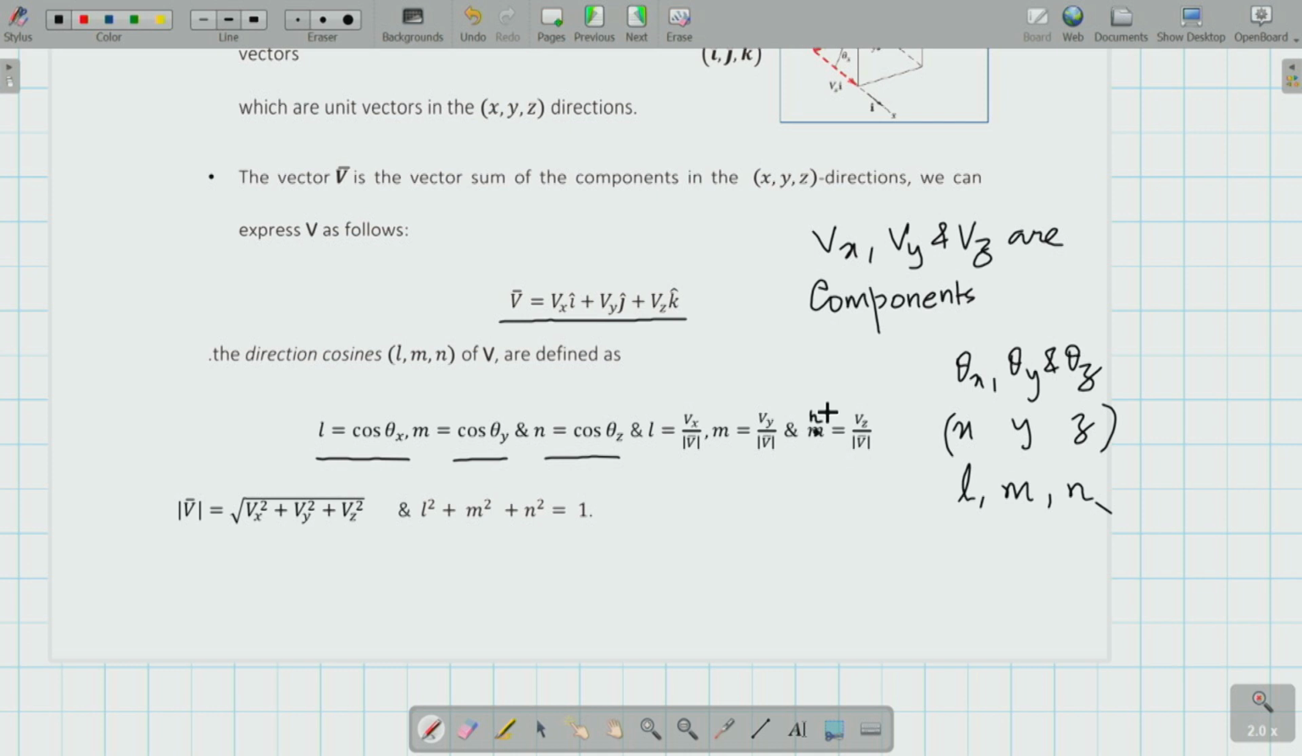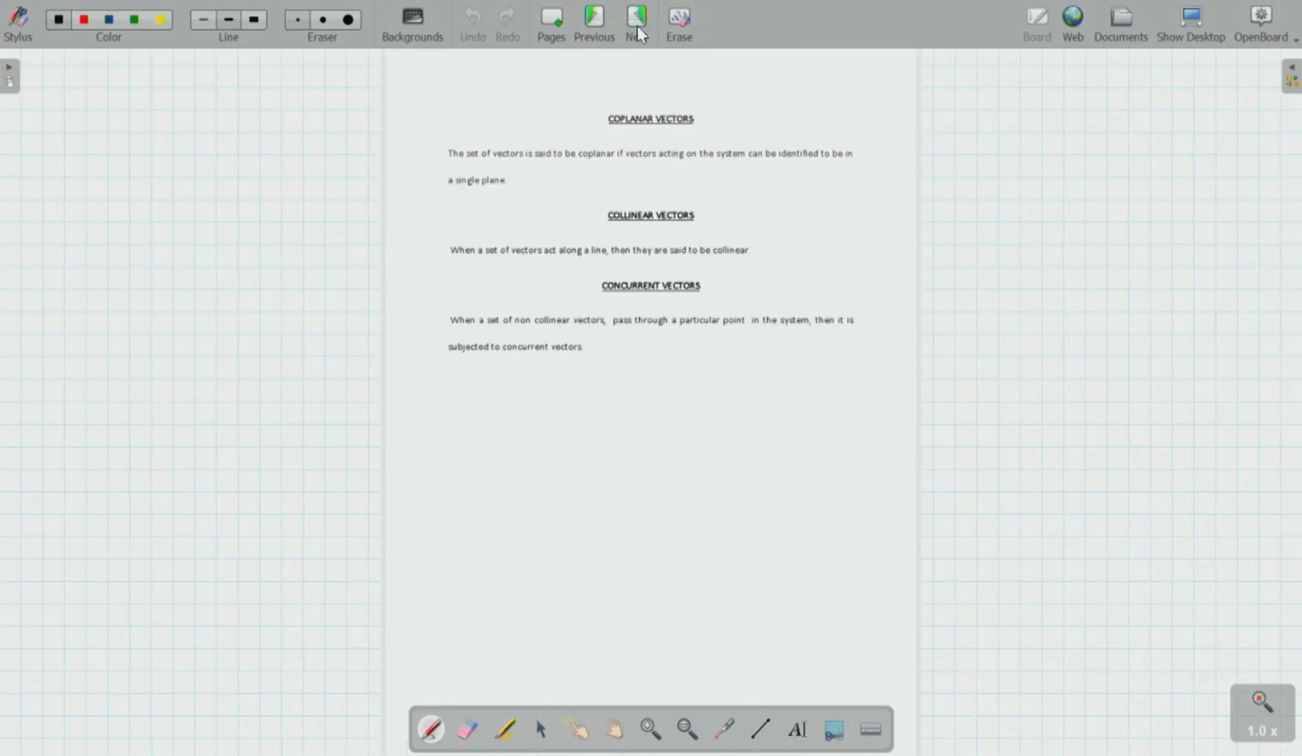The magnitude of the vector is given by square root of Vx square plus Vy square plus Vz square, and l square plus m square plus n square should also be equal to 1. So this talks about the representation of vectors in general. We'll move on to addition of two vectors.